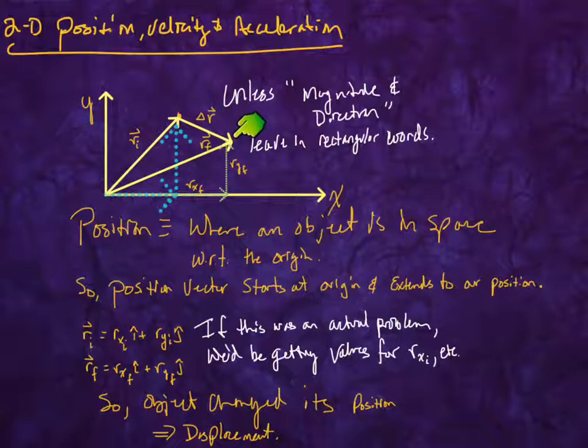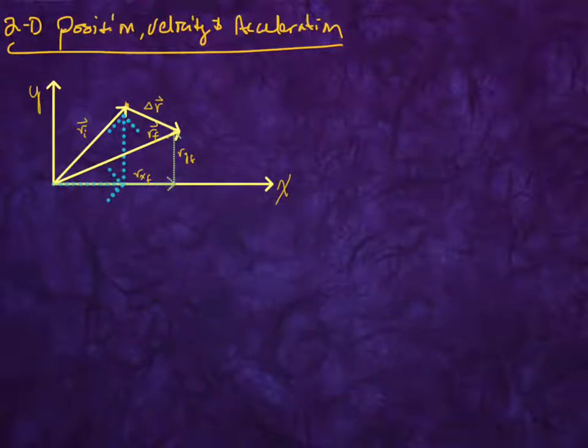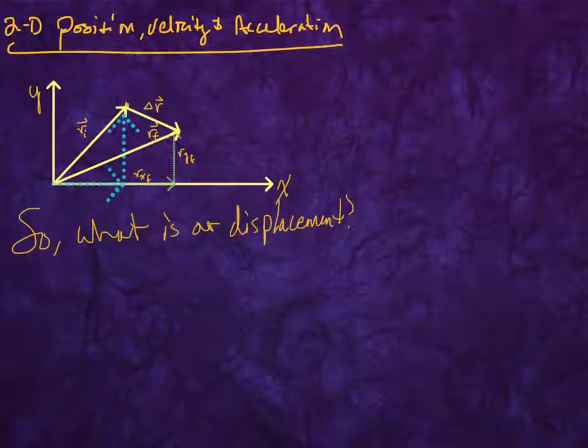Okay, so this is our displacement starting from our initial position going to our final position, and we will be able to calculate what that vector is. So continuing with that drawing, what is our displacement?